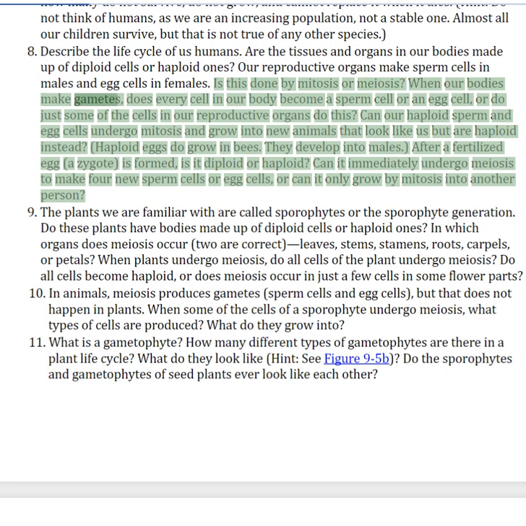When our bodies make gametes, does every cell in our body become a sperm cell or an egg cell, or do just some of the cells in our reproductive organs do this? Can our haploid sperm and egg cells undergo mitosis and grow into new animals that look like us but are haploid instead? After a fertilized egg is formed, is it diploid or haploid? Can it immediately undergo meiosis to make 4 new sperm cells or egg cells, or can it only grow by mitosis into another person?